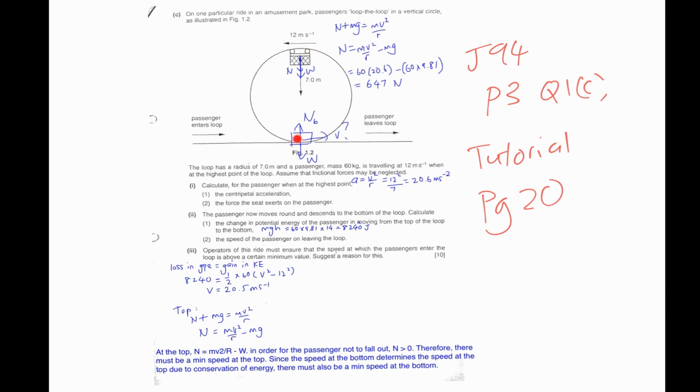So therefore, you must enter the loop fast enough. That's what they're trying to say. You must enter the loop above a certain minimum speed. You must enter fast enough. Then only you will be safe.